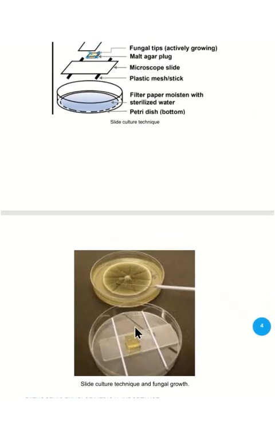This is the cube of the agar, and we inoculate or culture the fungi in this agar block, and we incubate it. Usually there is moisture. We provide moisture by having filter paper moistened with sterilized water inside the petri dish. So you inoculate it and incubate it, and then every time you take the petri dish and see it under the microscope.